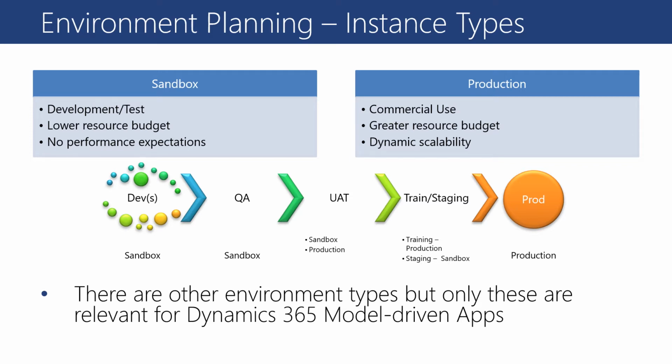As you can see from our models shown previously, the logical application lifecycle model that's physicalized can be used with different types of instances. Development, primarily sandbox. QA, sandbox. UAT, depending on your requirements, could be sandbox or production. Training and staging. For training, a lot of customers want that environment to be very production-like, and so a production instance would be plausible. For staging, since staging doesn't require anything but a copy of your solution that you're going to migrate to production, it can be a sandbox instance. And then finally, your production instance, of course. There are other environment types, but these are the only ones relevant for Dynamics 365 model-driven apps.